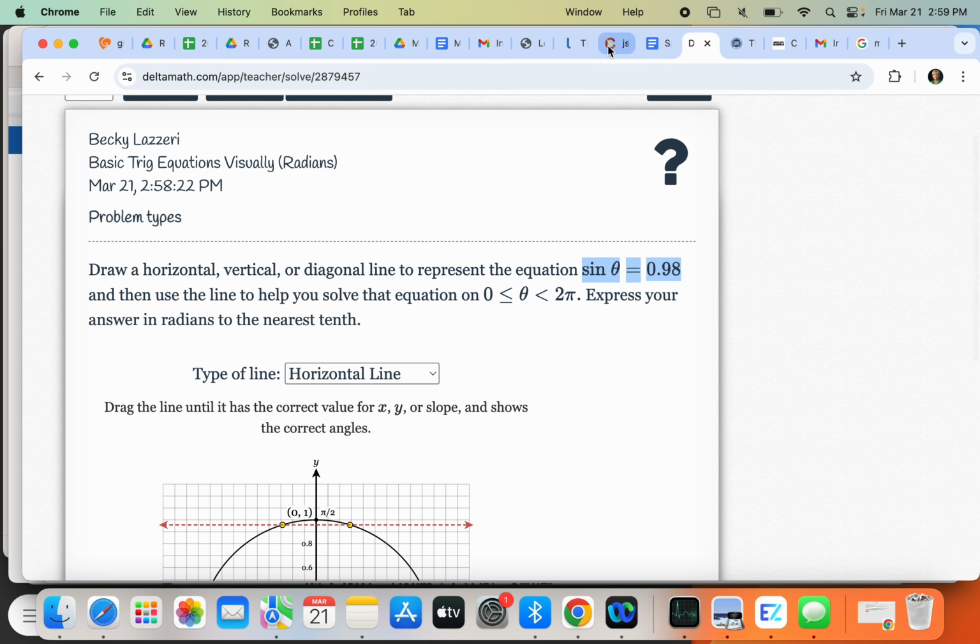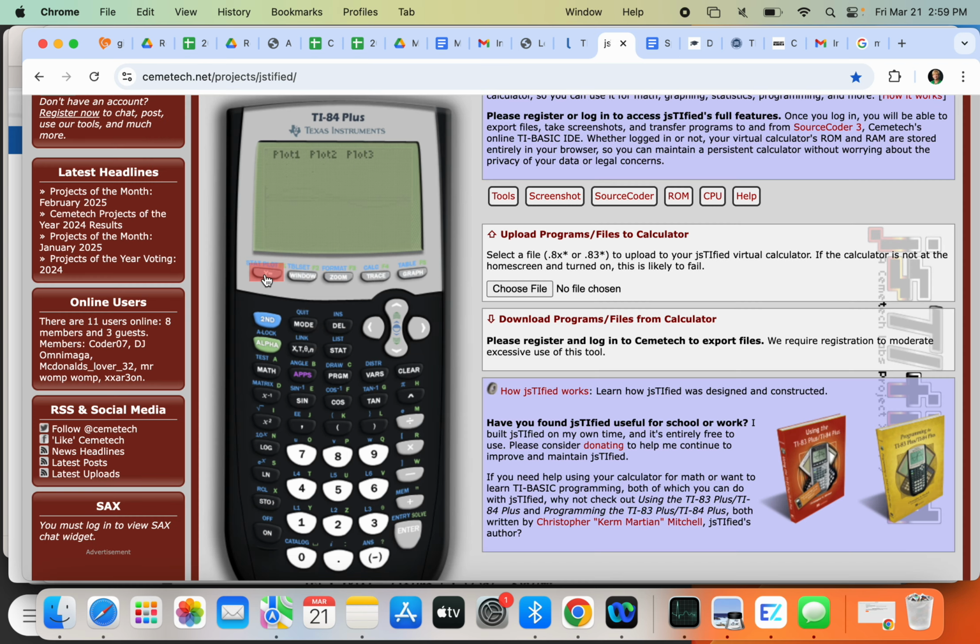So what I would say to do is go to your graphing calculator. I have sine. I'm going to put in 0.98. Get rid of that 1, and I need to put an 8. I think it was 0.98. Then go to second, calc, intersect. And you'll barely see 2 times where it equals 0.98. There's 1 here and 1 here. If you change your window, you see it a little bit better.